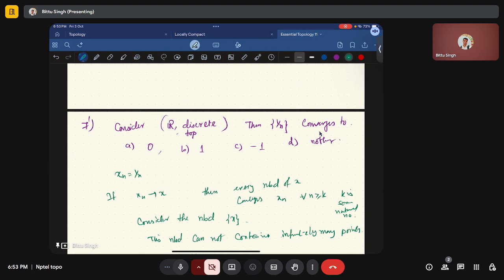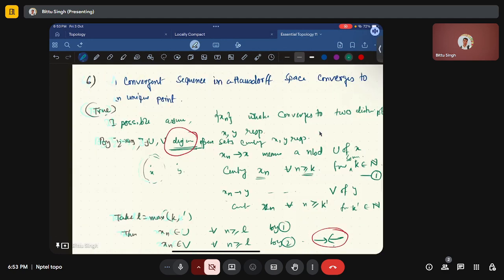So those are two extreme topological spaces. One is the indiscrete topology, where every sequence converges, right? And another situation is the discrete topological space, where almost no sequence converges. So either the sequence is essentially constant, or if this is not the case, then no sequence can converge in this space.